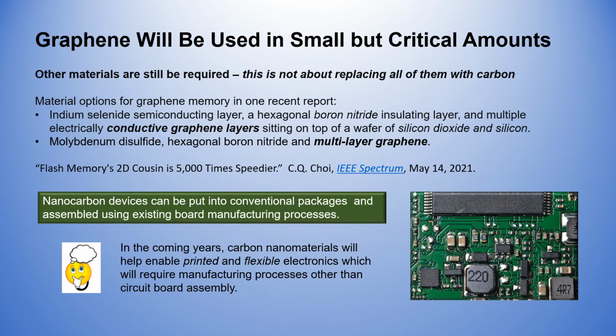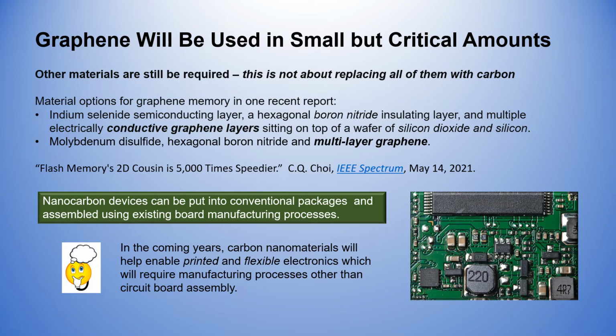And I need to highlight that graphene is not going to replace carbon in our environment. Graphene will be used in small but critical amounts. Other materials will still be needed, but if we have novel forms of carbon, we can use it instead of so many other kinds of novel materials from the supply chain. It's not about replacing them all with carbon, but certainly selected a few of those. Material options for graphene in one report still include other materials, but you see that conductive graphene is part of it, and multi-layer graphene is a critical part of these other new devices just being developed.